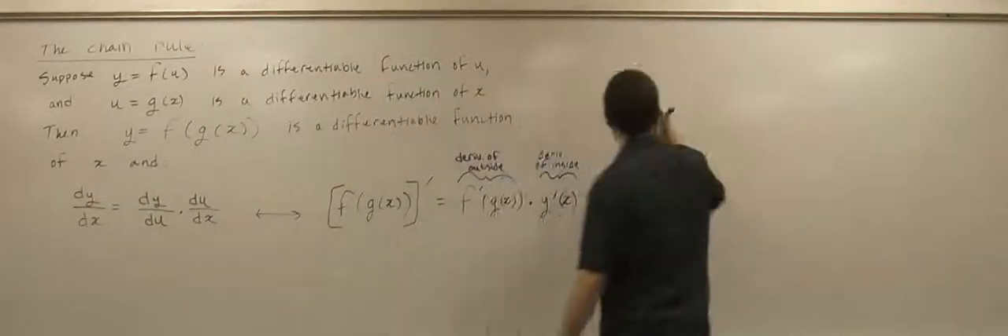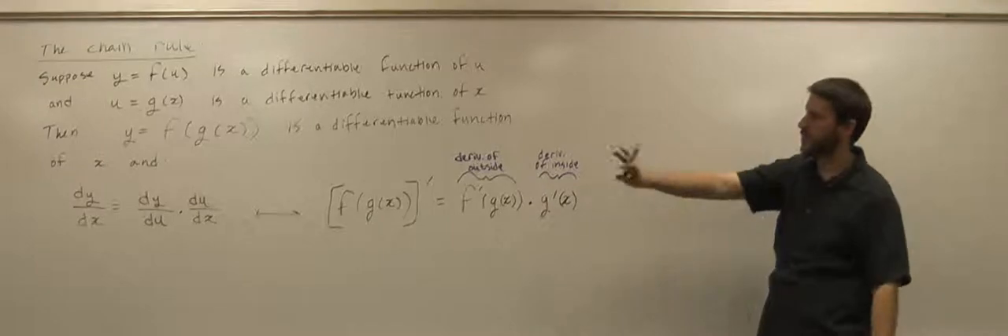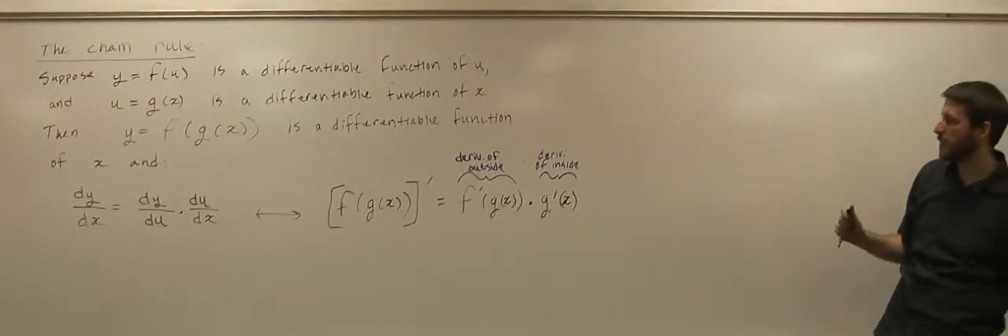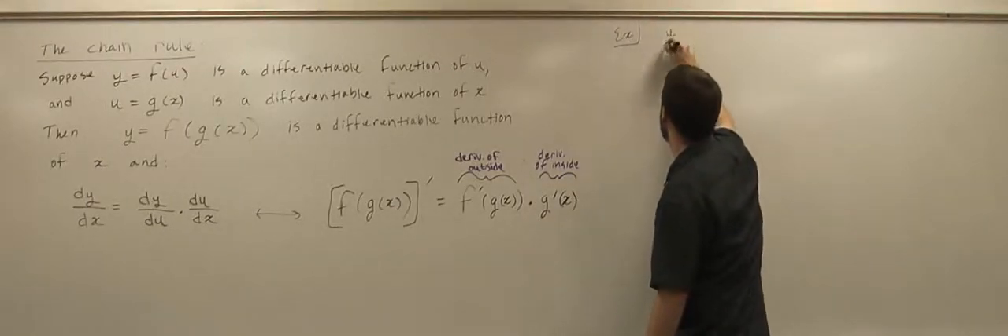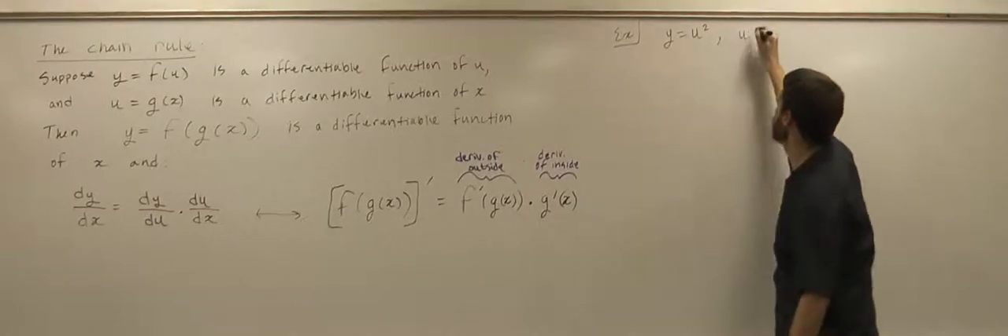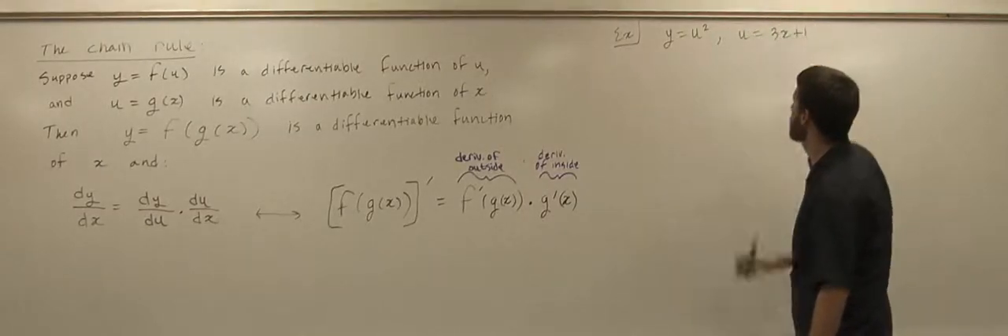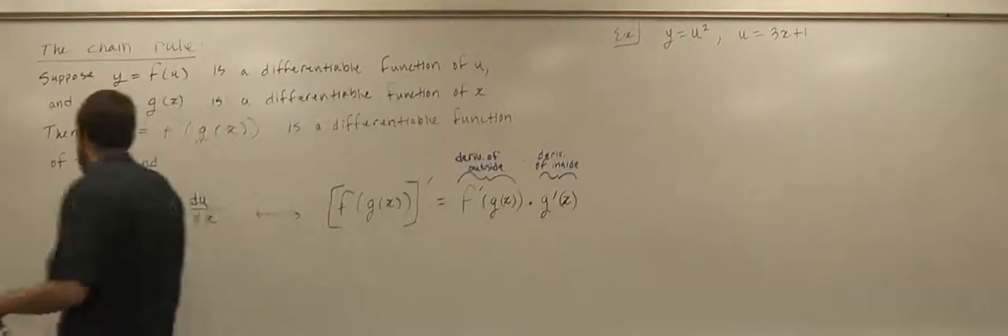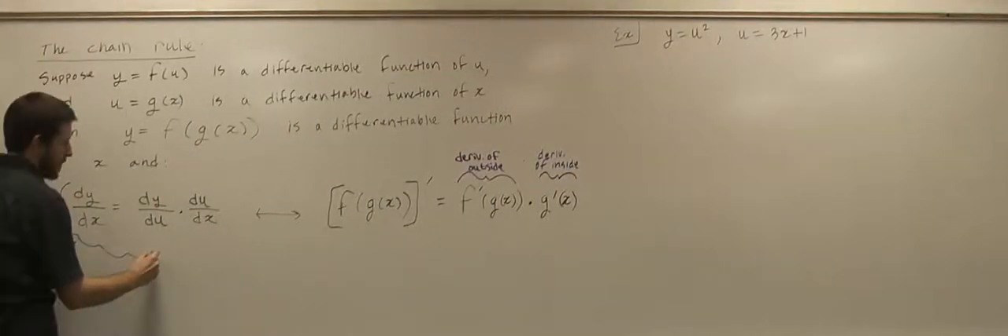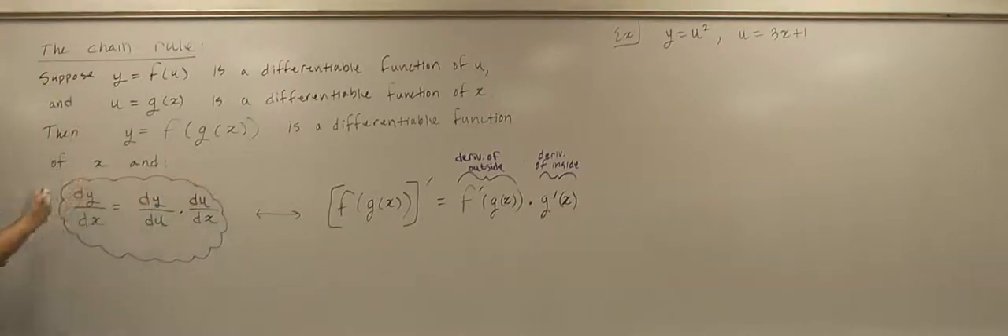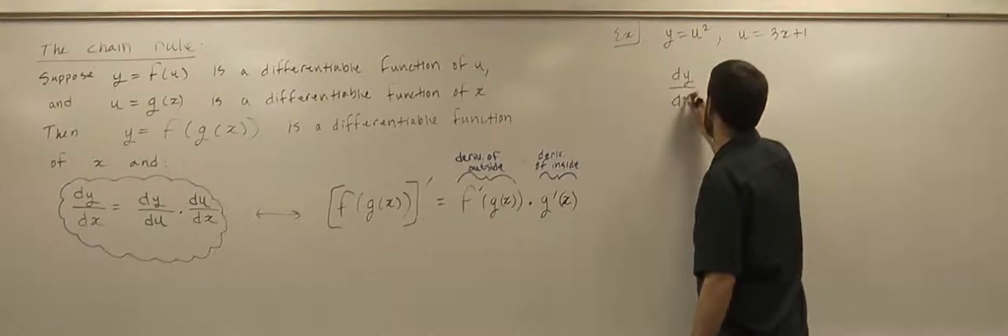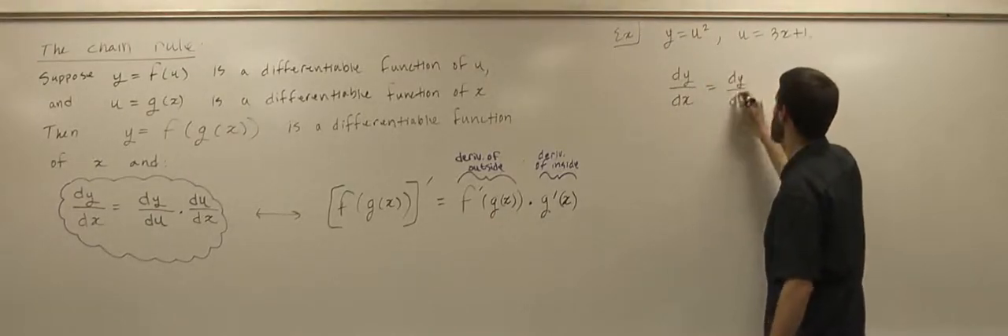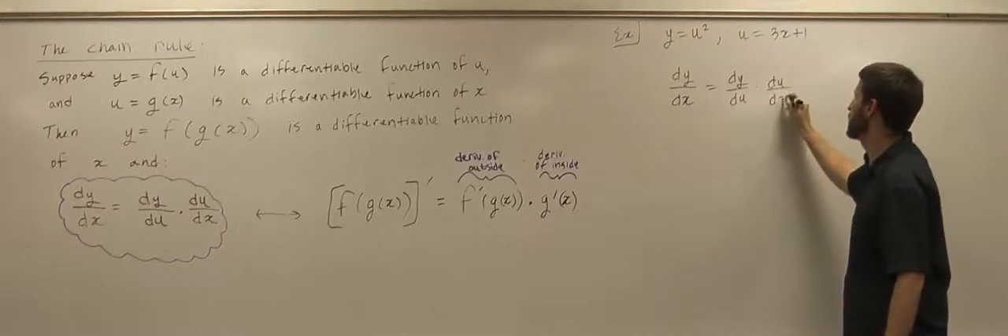So going back to the example we were talking about a second ago, I'm going to do as many problems as I can in the next 4 minutes. But going back to that first example that we started with, where I gave you y is equal to u squared, and u is equal to 3x plus 1. How can we apply this less accessible one back here? I want to know dy/dx, so it should equal dy/du times du/dx.